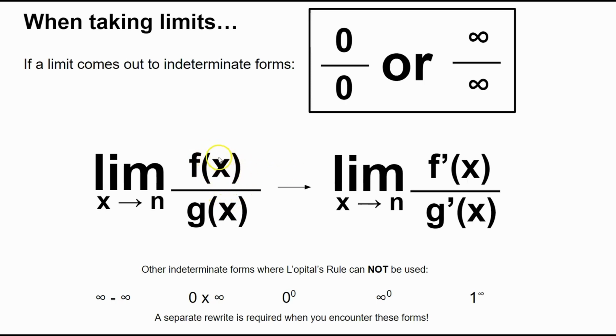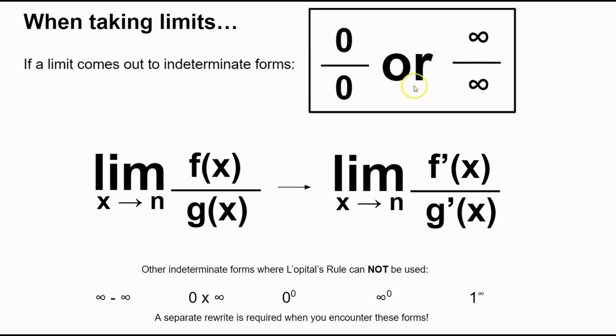Be careful. Don't be tempted to do a quotient rule. I know you're looking at this expression and thinking, oh, I have to do the quotient rule where I have to divide by the denominator squared. No, you're taking the derivative of the numerator and denominator separately while keeping the fraction sign intact. And again, you can only use this if your limit evaluates to 0 over 0 or infinity over infinity.